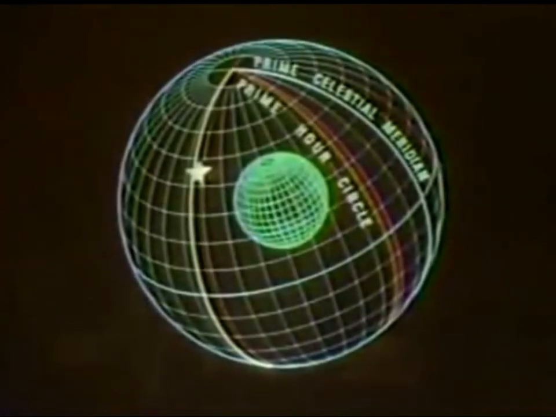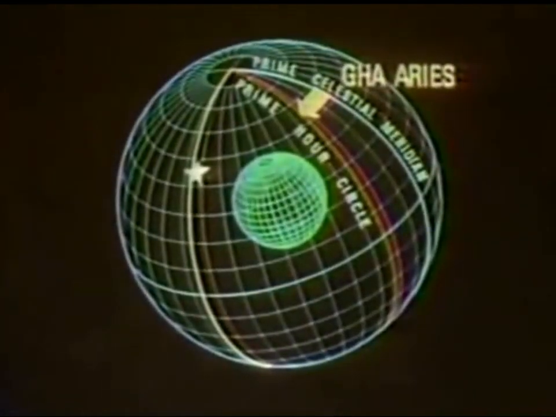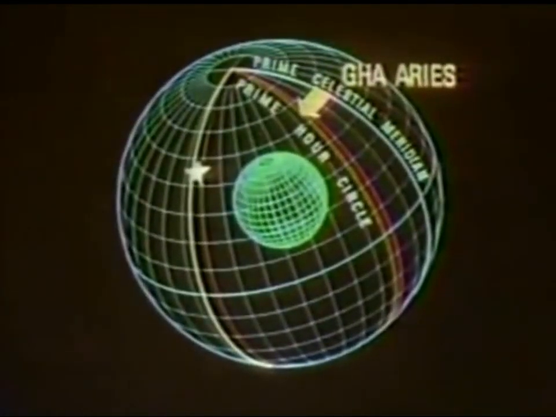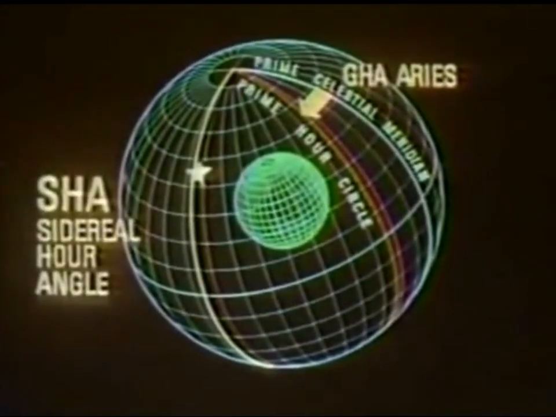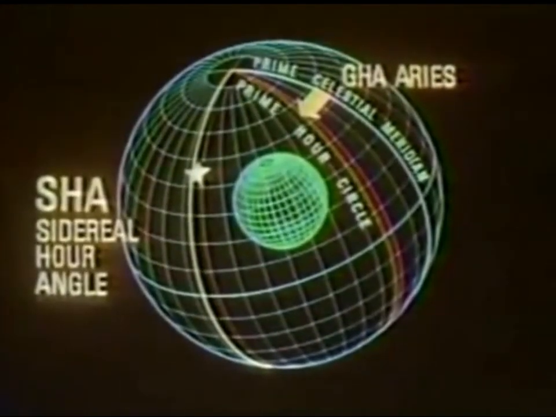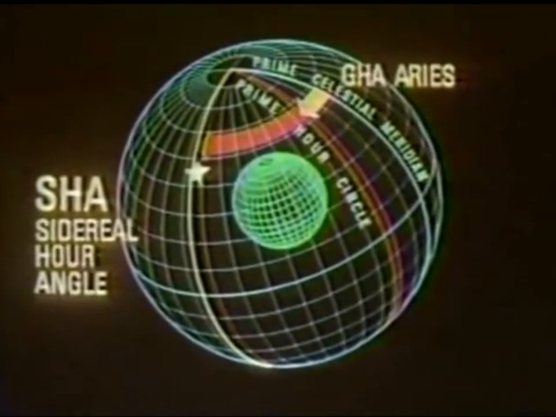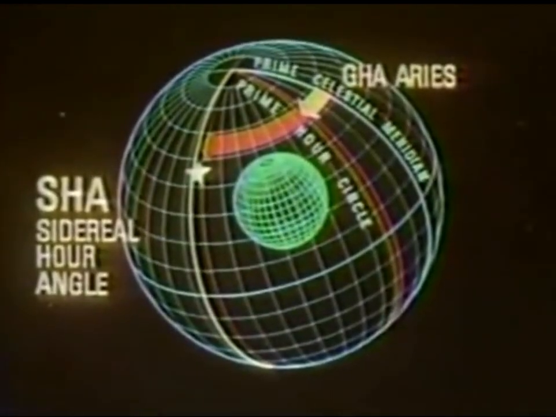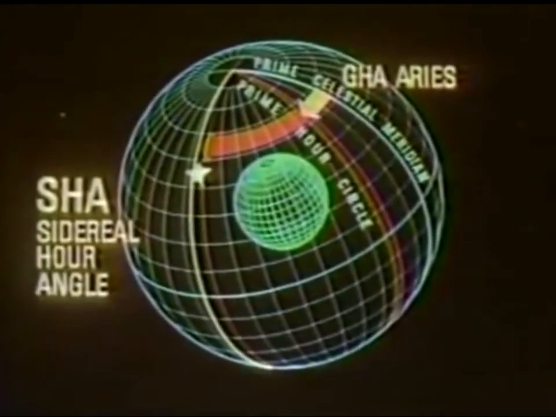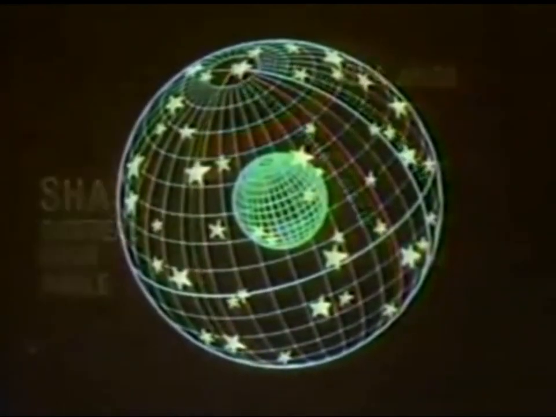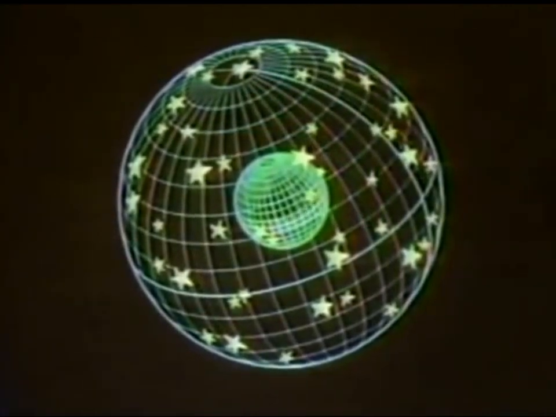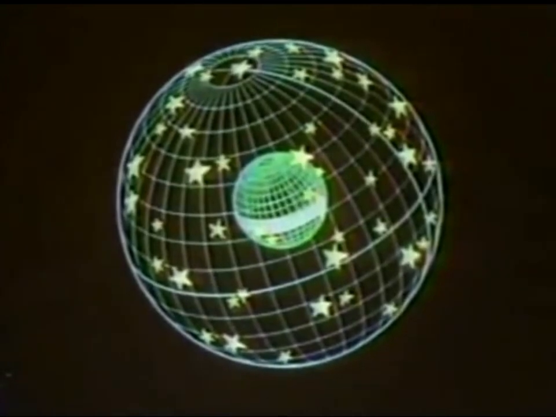Instead, the navigator uses the GHA of Aries plus the third of the 3 hour angles, sidereal hour angle. SHA is the angular measure from the prime hour circle to that of a given star. This angle never changes. This is important. Remember, stars appear to move because of the Earth's rotation. However, they do not change their position relative to one another.